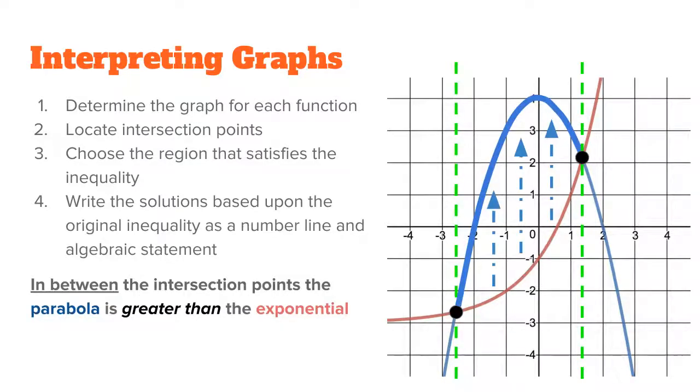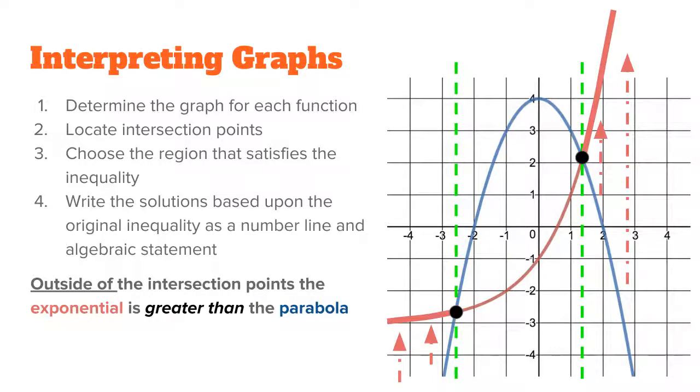As we take a look, it is within these two boundary points, within them, that the parabola is greater than the exponential. And that's because the parabola is above, so higher, greater than, the y values are bigger than the y values for this exponential within this particular region. So the parabola is above within that region. Outside these intersection points, we can see that it is the exponential which is above. Exponential is above the parabola.